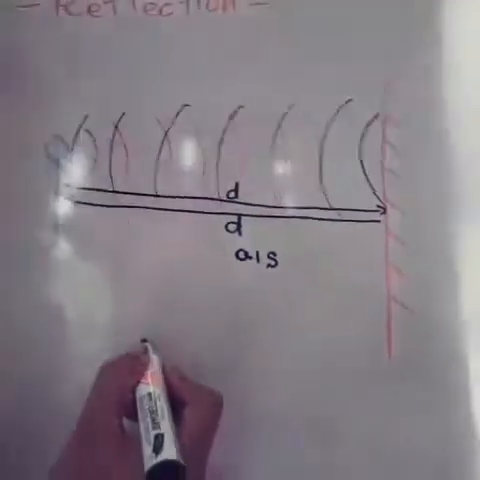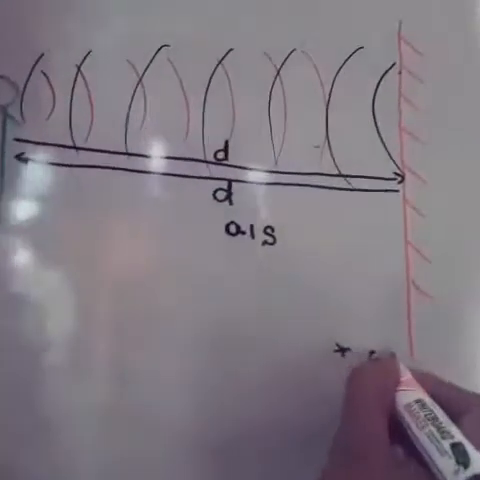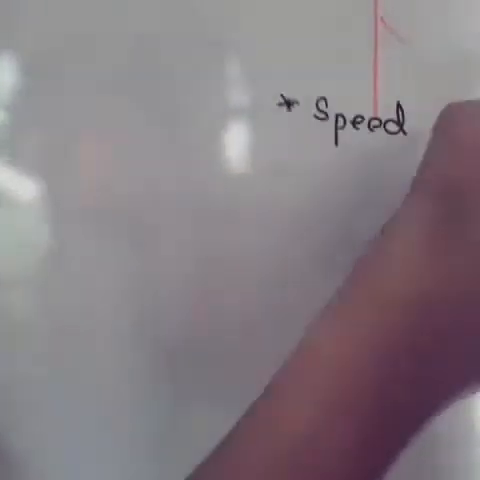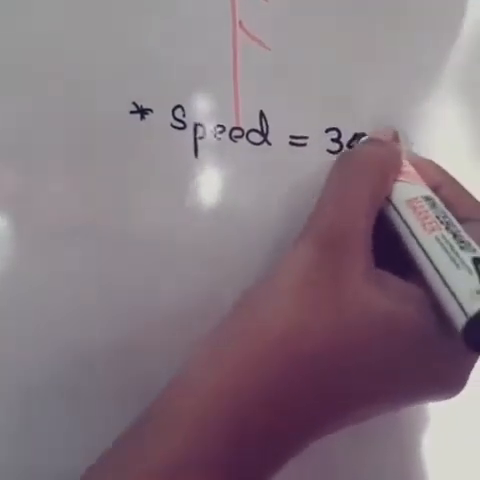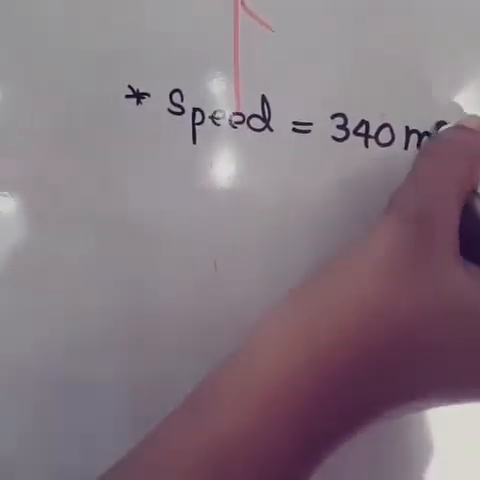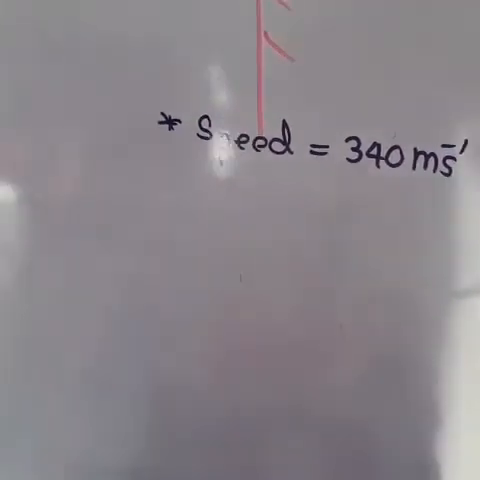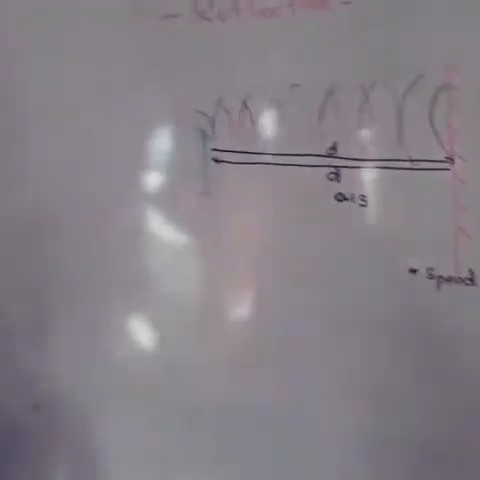Right, now we'll see usually the speed of the sound in the air is 340 meters per second. What does it mean? It means it takes 1 second to pass 340 meters in the normal room temperature. Sound takes 1 second to pass 340 meters in the air.